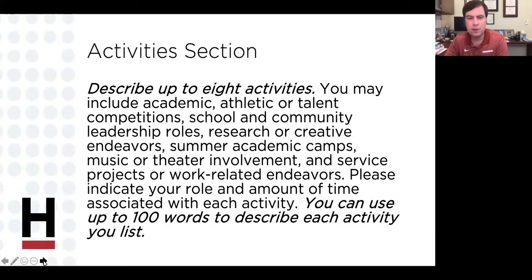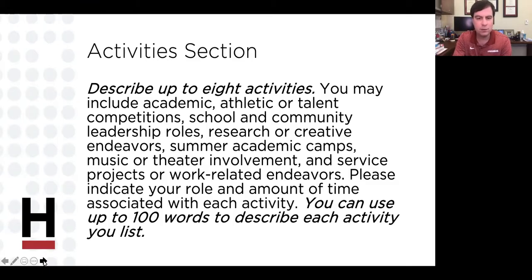But the first section, the activity section, the instructions are: describe up to 8 activities, so just 8. You may include academic, athletic, or talent competitions, school and community leadership roles, research or creative endeavors, summer academic camps, music or theater involvement, and service projects or work-related endeavors. So if you've had a part-time job, feel free to include that. Please indicate your role and amount of time associated with each activity. You can use up to 100 words to describe each activity you list. So those are the instructions that students are given.